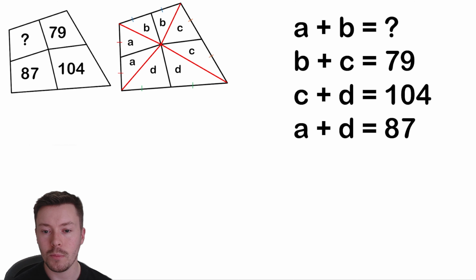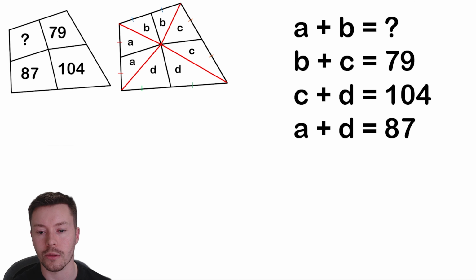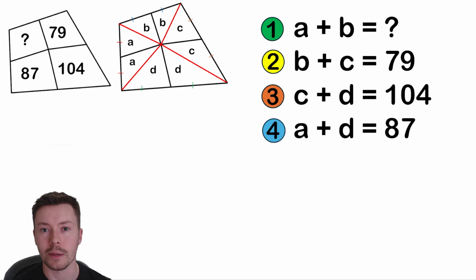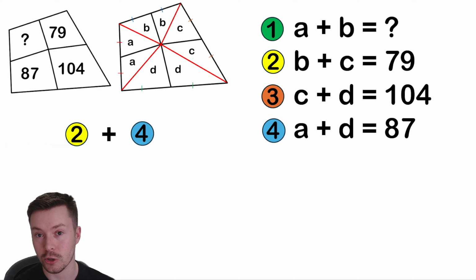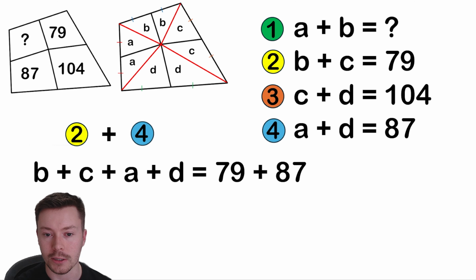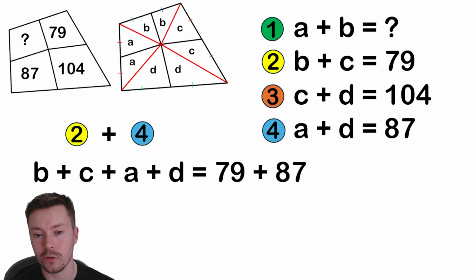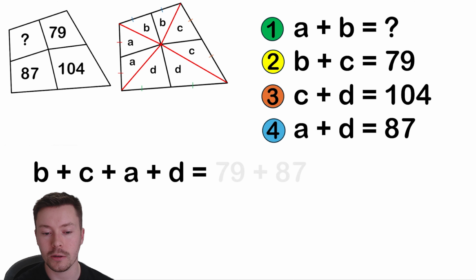To get A and B in an equation with numbers rather than the question mark, I'm first going to label these so I can make a note of what I'm doing. The equations I need are equation 2 and equation 4, because equation 2 has B in and equation 4 has A in. If I add those two equations together, I get B plus C, from equation 2, plus A plus D, from equation 4, equals 79 plus 87. Now I can rewrite that: 79 plus 87 is 166.